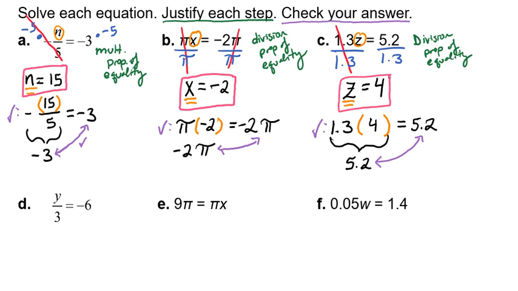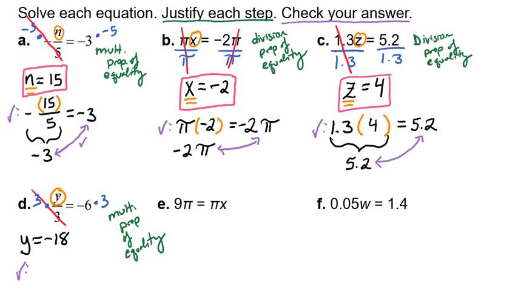Let's move on to letter D. Here we have y divided by 3 equals negative 6. So what is the inverse property for division? Yep, it's multiplication. So we're going to multiply each side by 3, which is our multiplication property of equality. We know that our 3's are going to cancel out, and that's going to leave us with y equals negative 18.